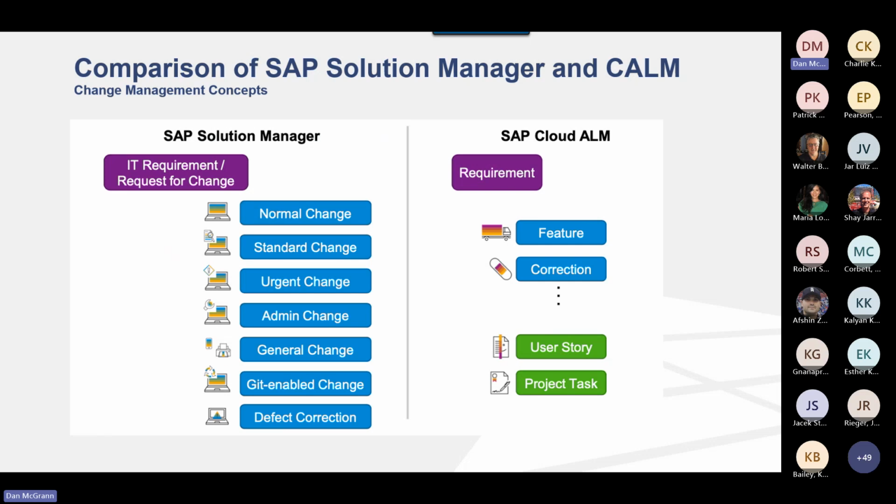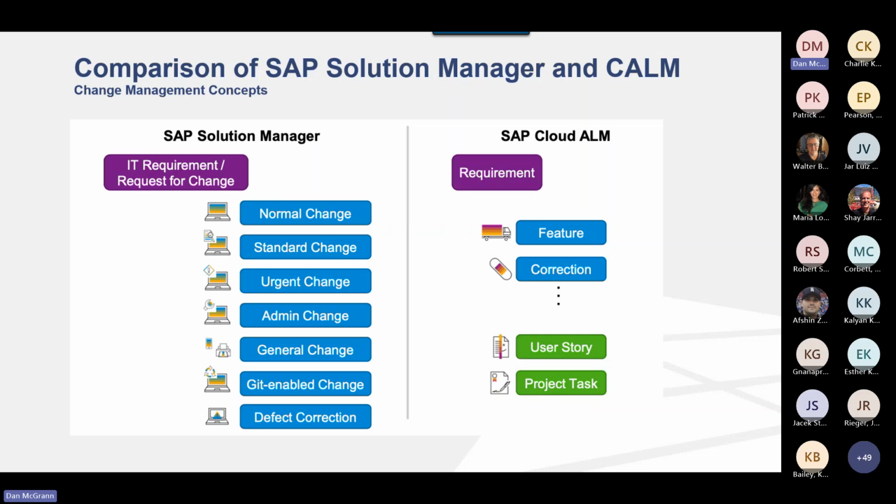Since today's topic is really about change management, this looks at comparing the change management capabilities in Solution Manager compared to CALM. On the left-hand side, clearly it's what was available and what many people might be familiar with on the Solution Manager side: normal changes, urgent changes, admin changes, all these different types of changes. That was the structure. And then on the right-hand side, Cloud ALM, the requirements and the features, corrections, and so forth. That's the architecture that's there.